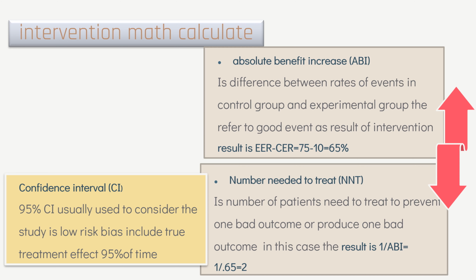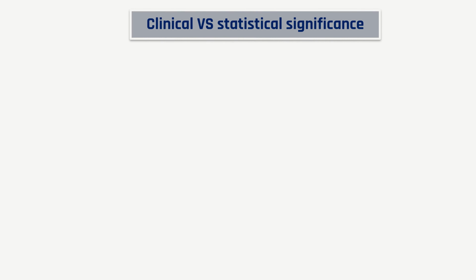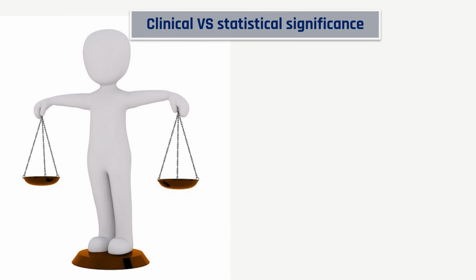And for the confidence interval, a 95% confidence interval is usually used to consider whether the study is low risk of bias; it includes the true treatment effect 95% of the time.